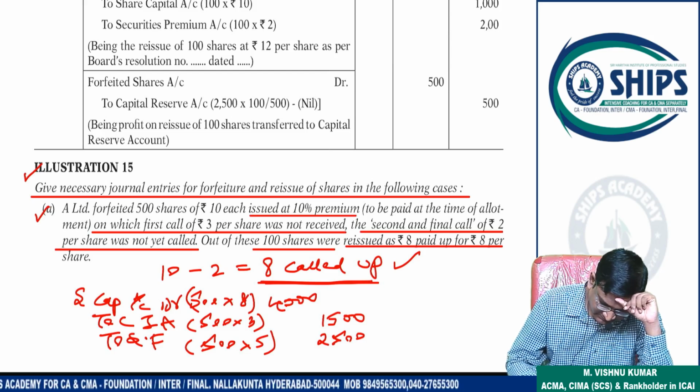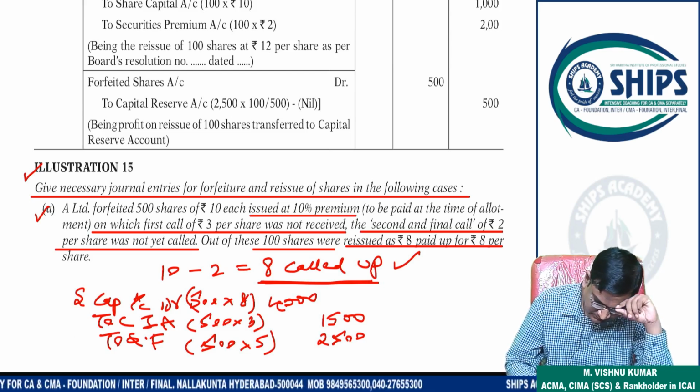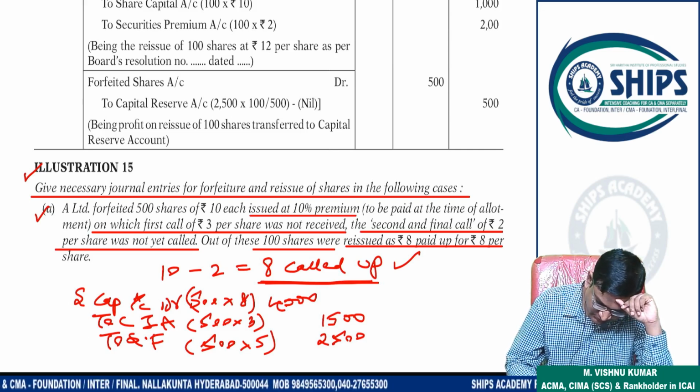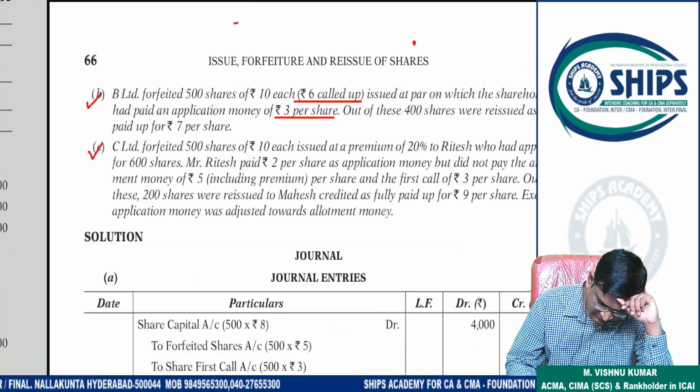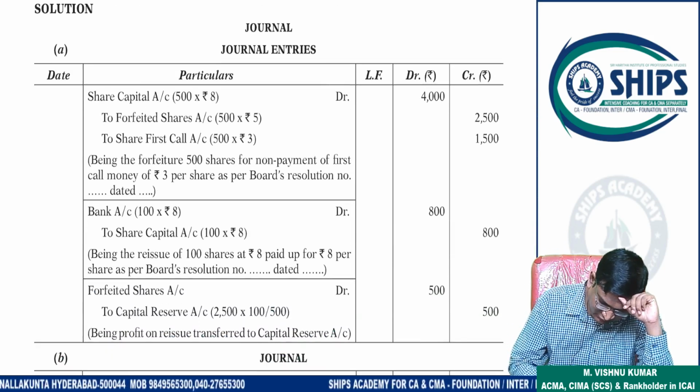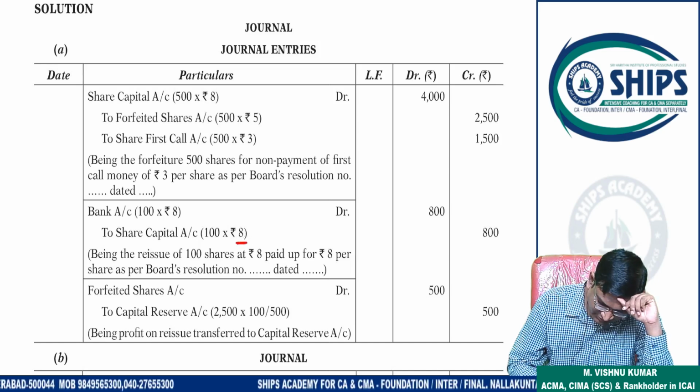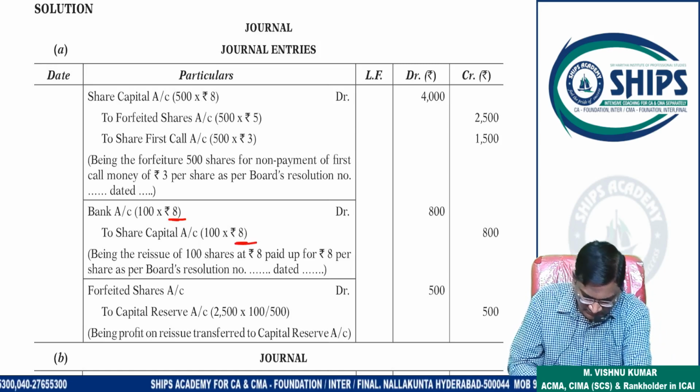Right sir. Then the reissue entry. So 100 shares reissued for 8 rupees. So bank account debit to share capital directly. Here discount is not given because the called up value is changed. 8 rupees share issued for 8 only. So no discount, no premium. So bank account debit to share capital 8 rupees.